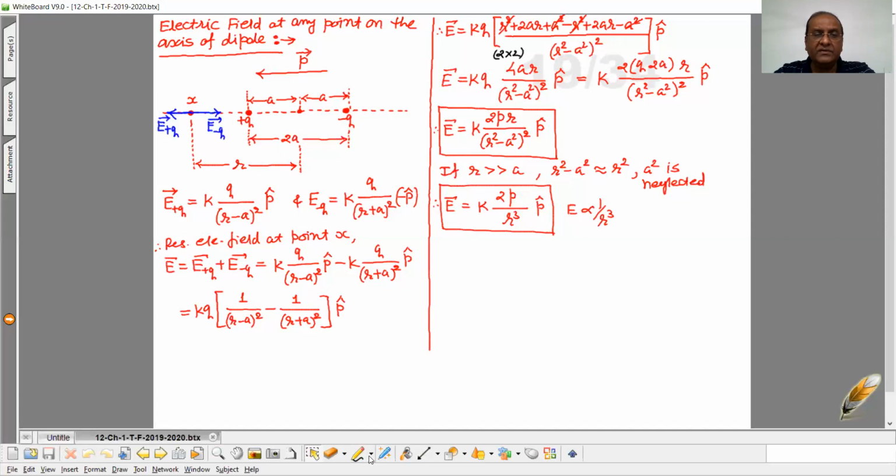Now see here, we actually have to write the symbol of vector like this. Okay.